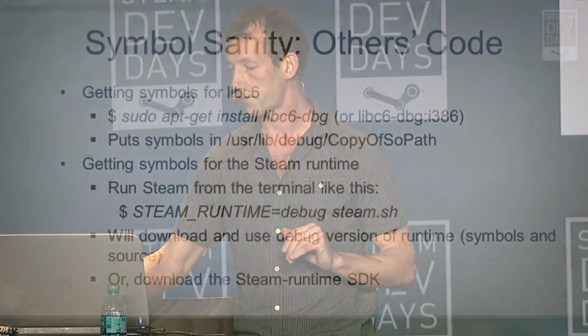So you get unoptimized code that's easier to debug, you get symbols, and it also downloads the source code. So that's going to be the easiest and most powerful way to deal with any problems that you hit in any of the Steam runtime packages. You can also download the entire Steam runtime SDK. You can build it yourself. There's a lot of options there.